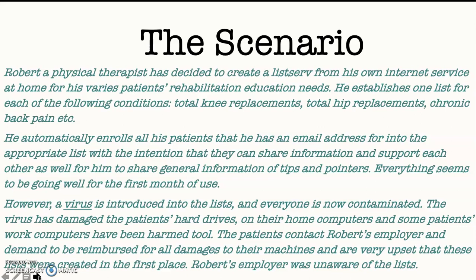The scenario reads, Robert is a physical therapist and he creates a list serve from his own internet service at home for his different patients and their educational needs. He establishes one list for each of the following conditions: total knee replacements, total hip replacements, and chronic back pain. He automatically enrolls all his patients that he has an email address for into the appropriate list with the intention that they can share information and support each other, as well as for him to share general information of tips and pointers. Everything is going well for the first month.